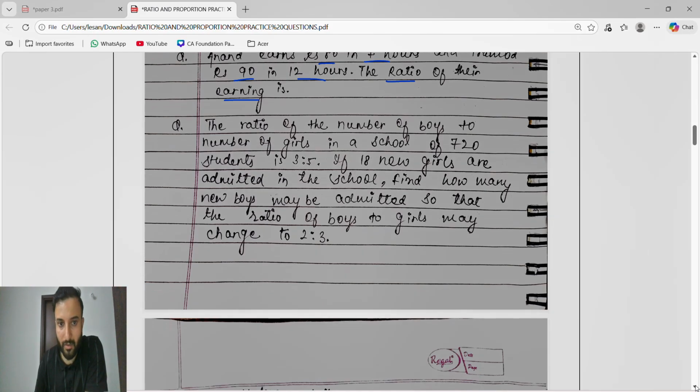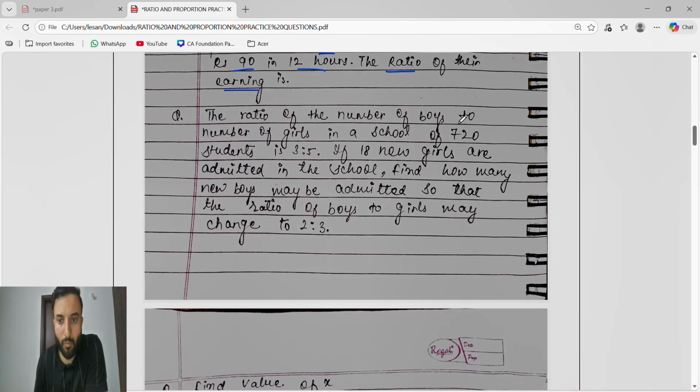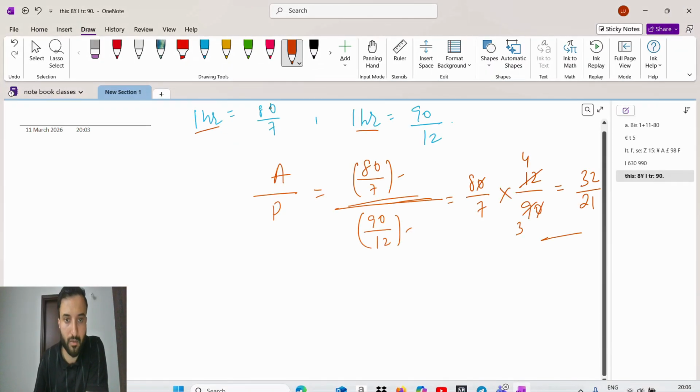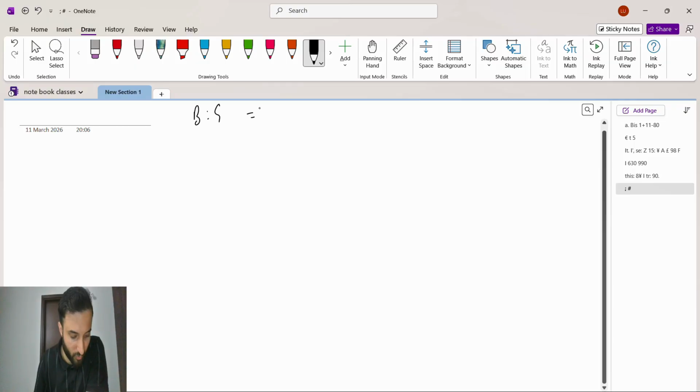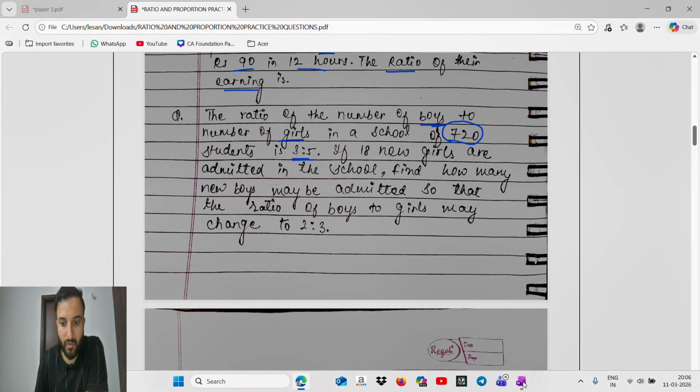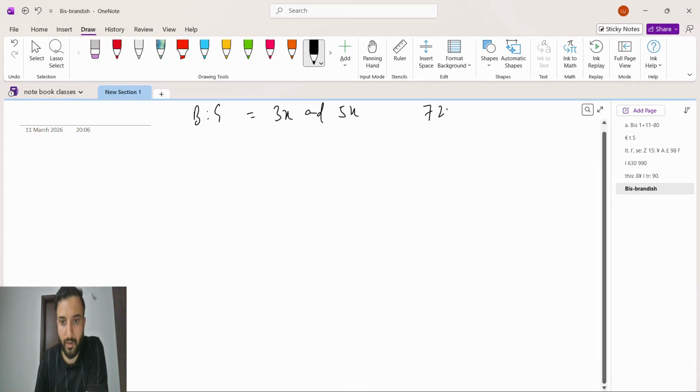Okay, next is the ratio of the number of boys to the number of girls in a school of 720 students is 3:5. So the ratio of boys to girls is 3:5 and the total number of students is 720. Means, boys is 3x and girls is 5x, correct? 3x and 5x and the total number of students is 720.